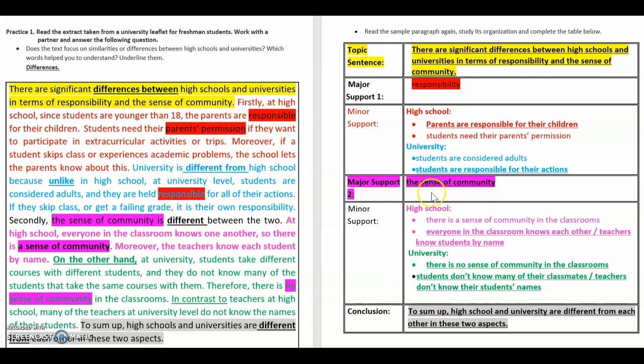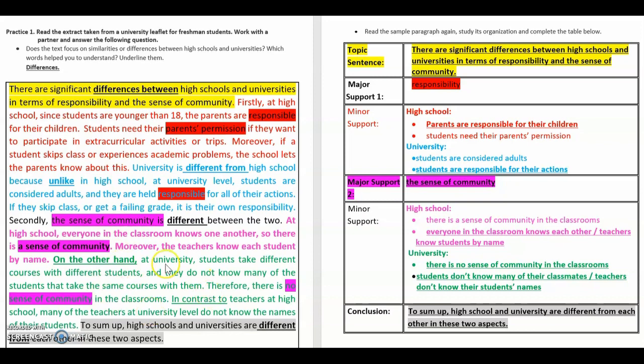Let's move on to the second major. The second major is about the sense of community, meaning that feeling that you belong to a group of people. So let's say it's sense of community. What's the case in high school? In high school, everybody knows one another, and there is this sense of community. So these are the details and the explanation of this sense of community in these sentences.